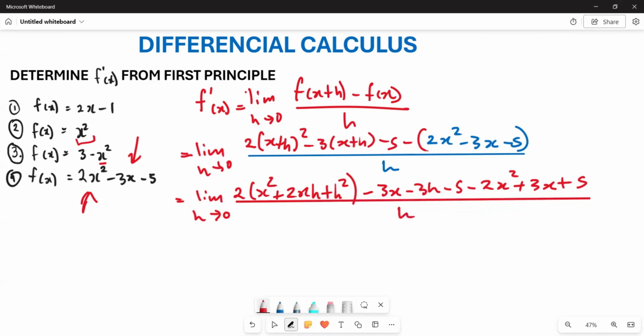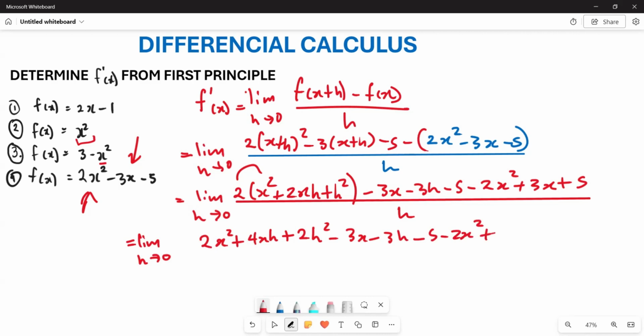Then now, what is it that you're going to do here? You are going to obviously say your limit as h approaches 0. This is the same as 2x squared, right? Plus 4xh plus 2h squared, right? Subtract 3x, subtract 3h, subtract 5, subtract 2x squared plus 3x plus 5. And then this is going to be same as what?